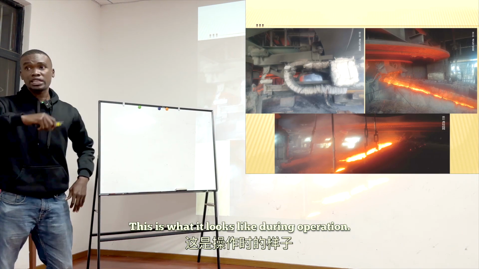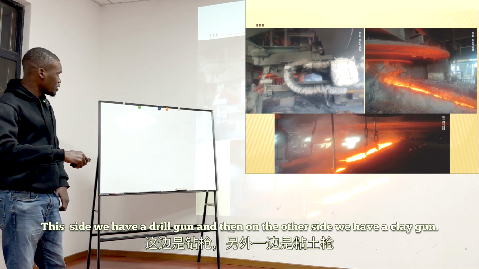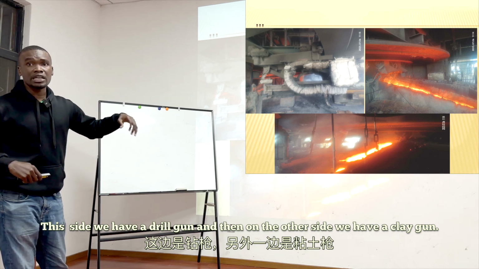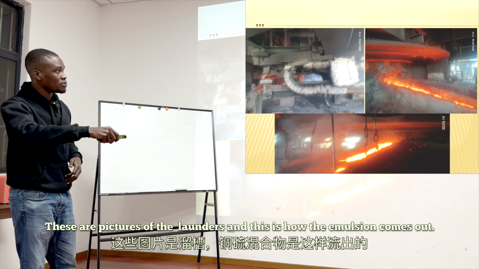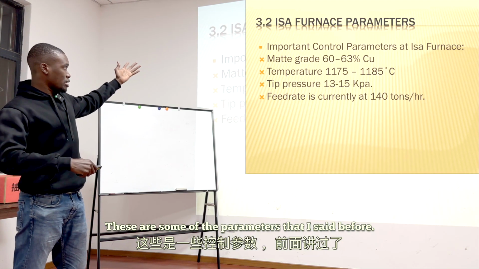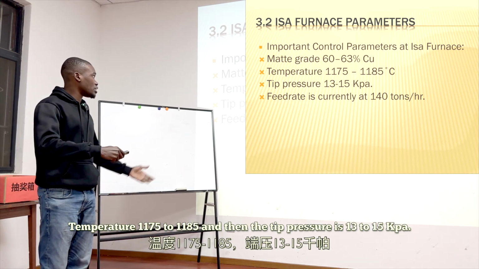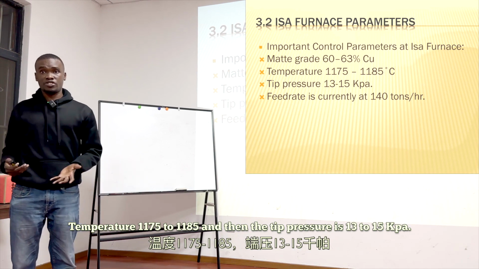Okay, so these are pictures from the third floor. This is what it looks like during operation. So this is the tapping machine. This side we have a drill gun, and then on the other side we have a clay gun. These are pictures of the launders, and this is how the emulsion comes out. These are some of the parameters that I said before. So matte grade is 60 to 63. Temperature 1175 to 1185. And then the tip pressure is 13 to 15 kPa.